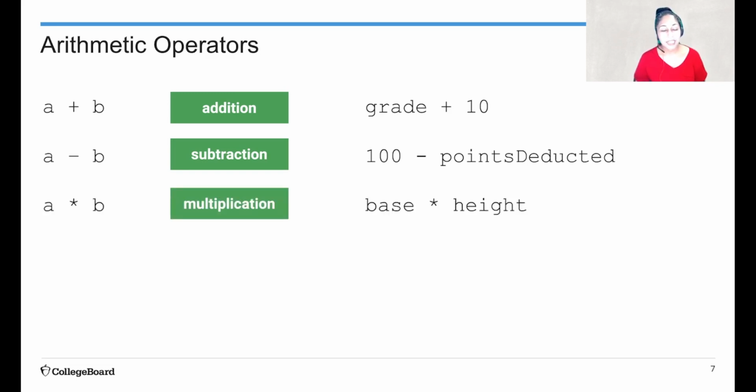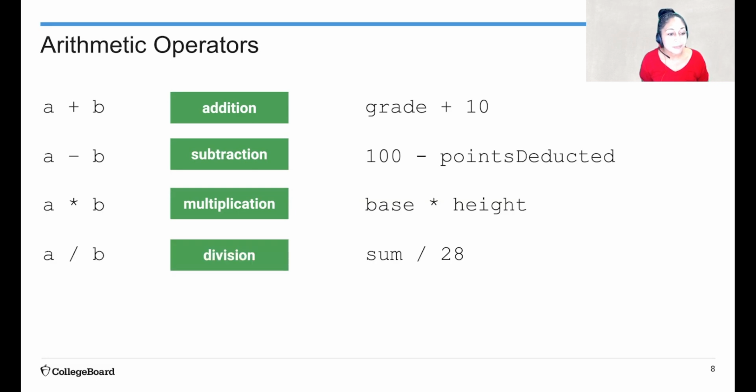I could do multiplication. Multiplication is indicated in programming languages using the asterisk or the star, which is typically located on the same key as the 8 on your keyboard. If you hold shift and then 8, that's where you get the star from. We don't do the X because that just makes it look like it's another variable. So A times B or base times height, that would be forms of multiplication.